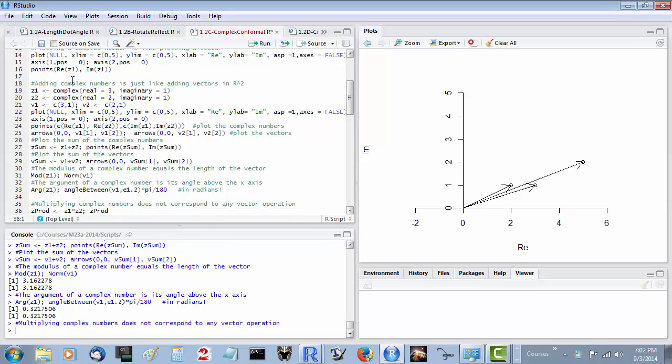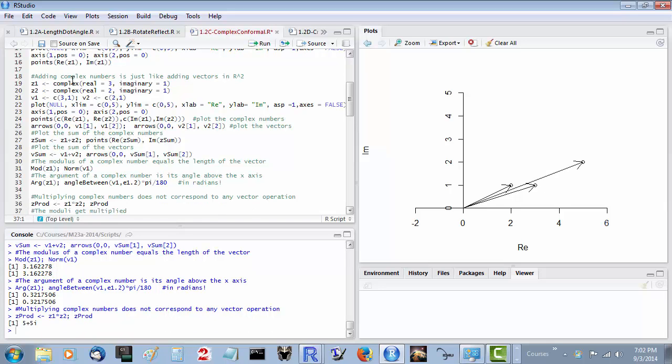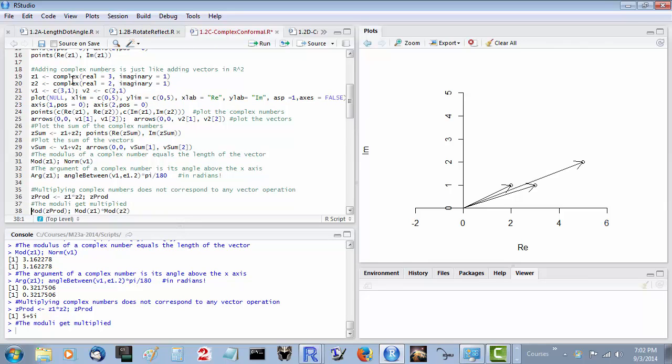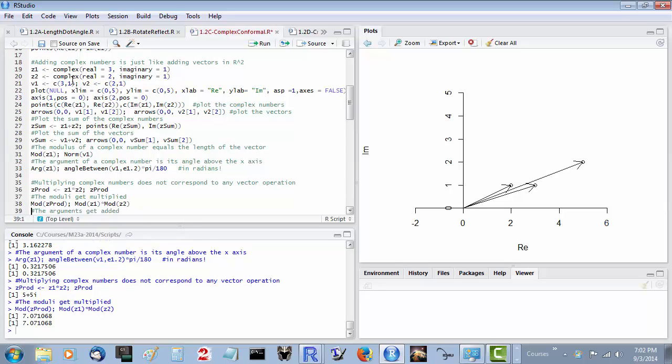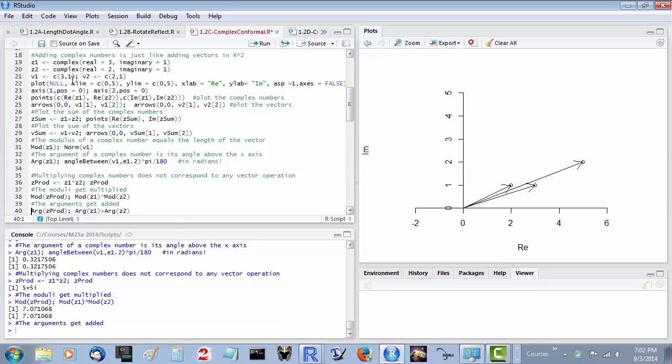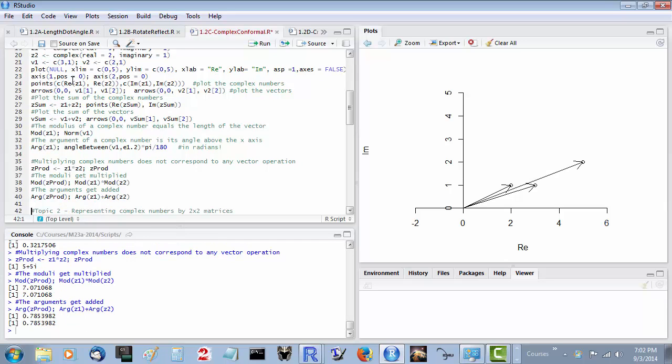But multiplying complex numbers is a strange operation. It doesn't correspond to anything obvious we can do with vectors. If I multiply Z1 by Z2, I get 5 plus 5i. And the rule, which you may have learned in high school, is that the moduli of the complex numbers get multiplied: the modulus of the product and the product of the moduli are both 7.07, and the arguments, the angle with the horizontal axis, get added. They're both equal to 0.78.